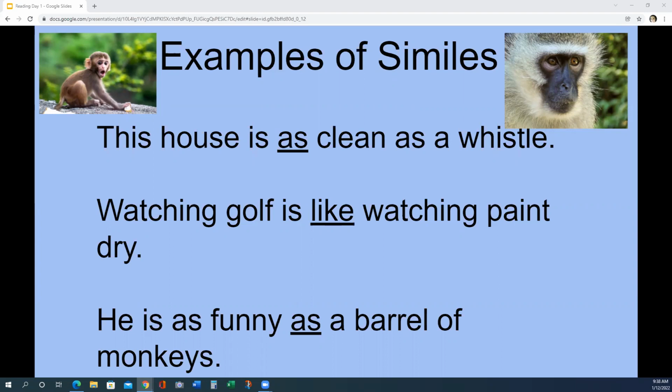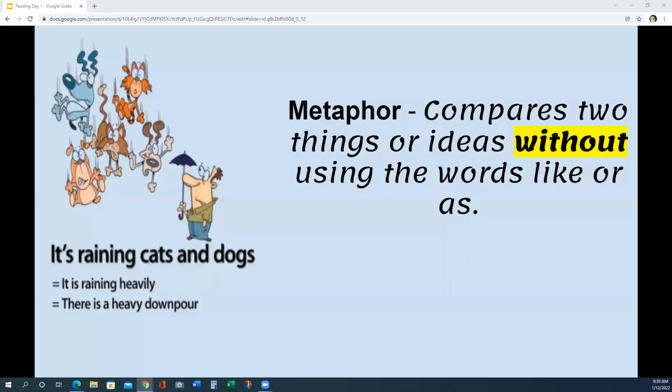Very boring. He is as funny as a barrel of monkeys. I know lots of people that are as funny as a barrel of monkeys. If you think about a barrel of monkeys, it's pretty funny. Monkeys are funny anyways. But these are all examples of similes, using those words like or as to compare two things. Okay, let's talk about metaphors.